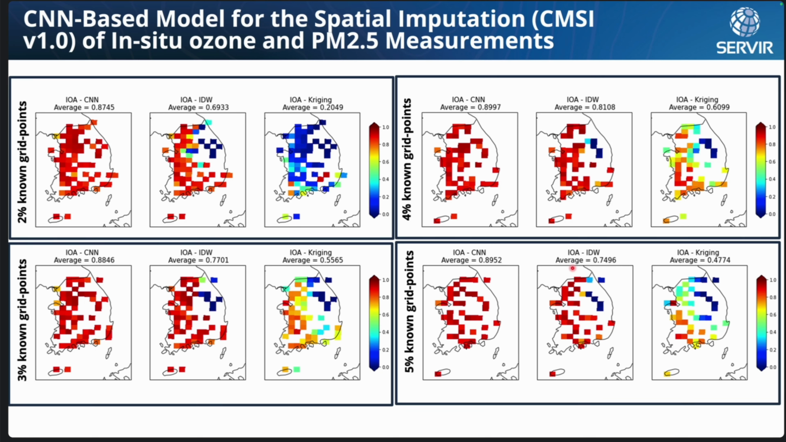When we only provided 2% known points, for this we have 1024 grid points. We only supplied 20 known points to the model, and we saw only a 2% decrease in performance. We got an average IOA of 0.87 when we had only 2% known points. So even with very few known points, we were able to achieve very good accuracy in imputation.